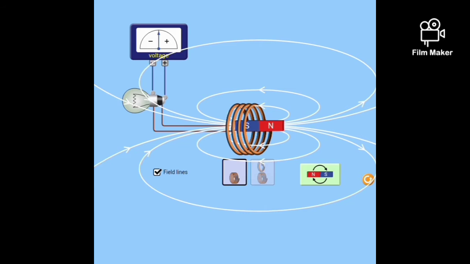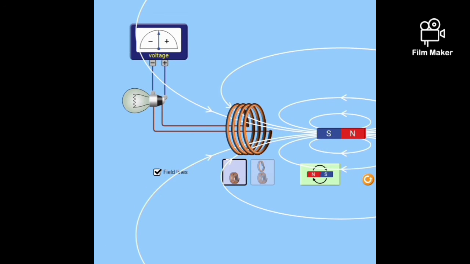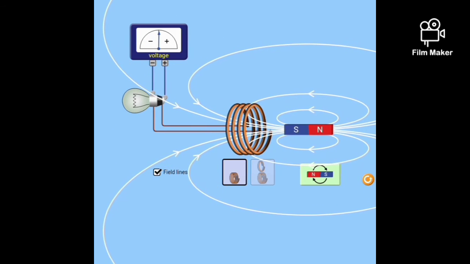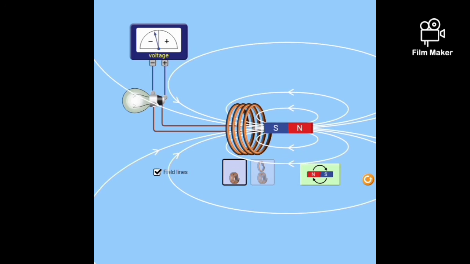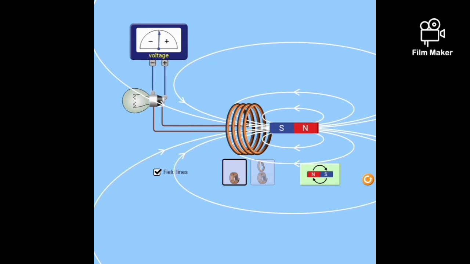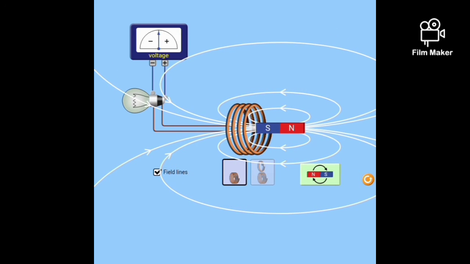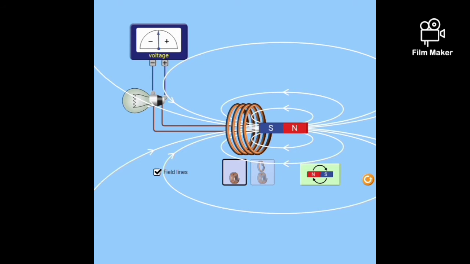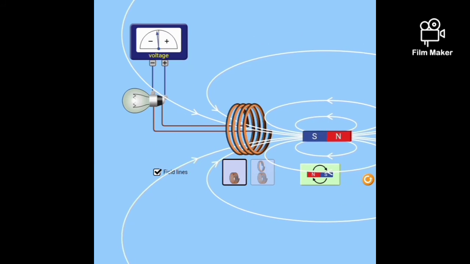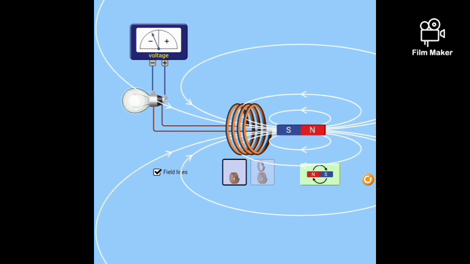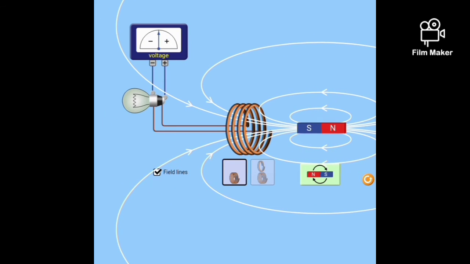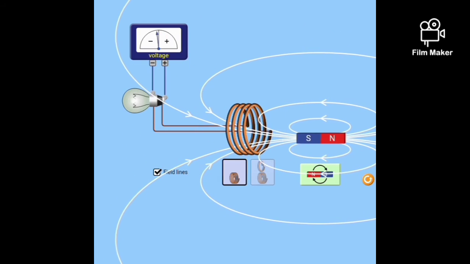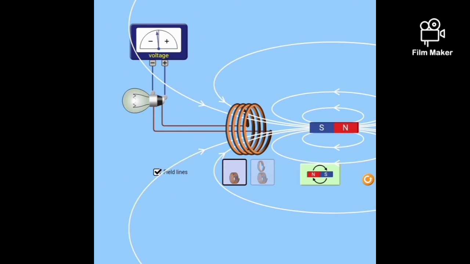Also look at this. If we move this slowly, if we change the magnetic flux slowly, what do you observe? If we move it slowly, the deflection is small and also the lighting is dim. When we try to move faster, that is, we are changing the magnetic flux linkage faster, then the deflection is much and also the lighting is brighter.